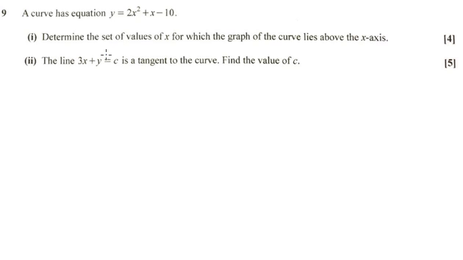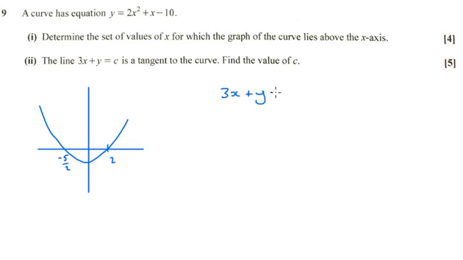Okay, 9 part 2 is quite a tricky question if you're not sure how to approach it. We've gone up in marks. It's a 5 mark question now. So we've got the same quadratic as before. And it says the line 3x plus y equals c is a tangent to this curve.